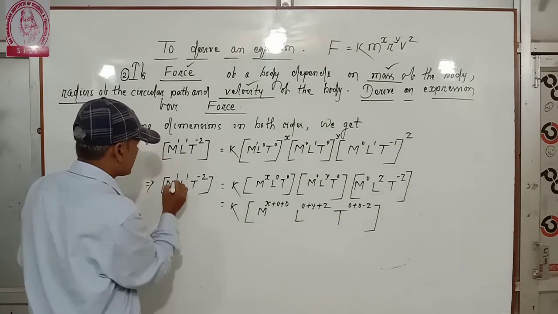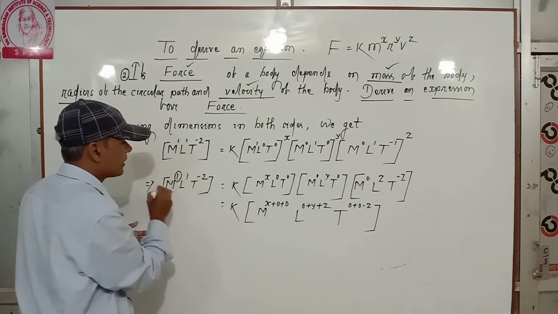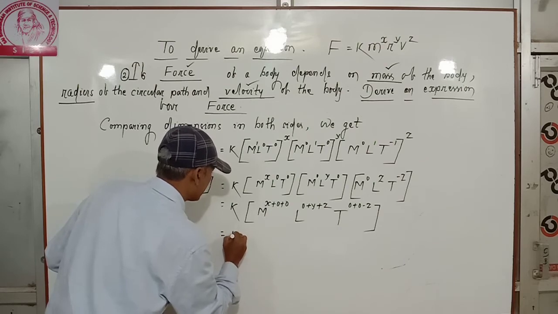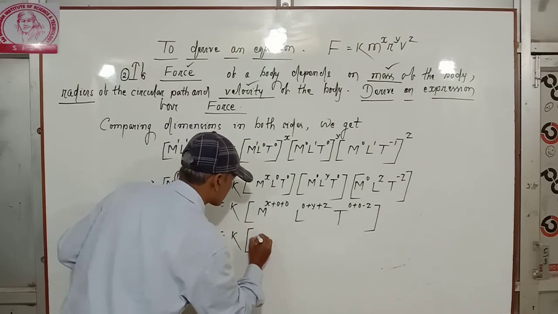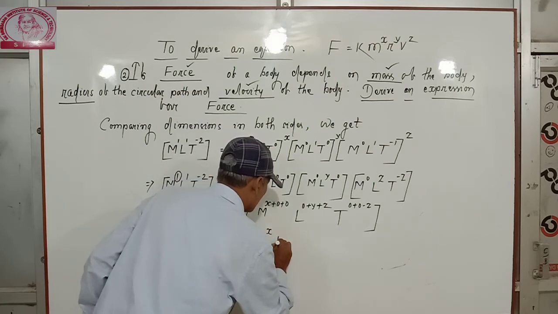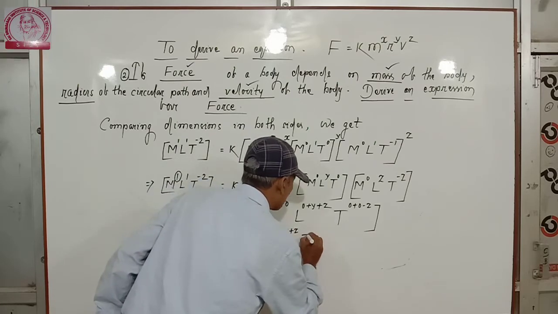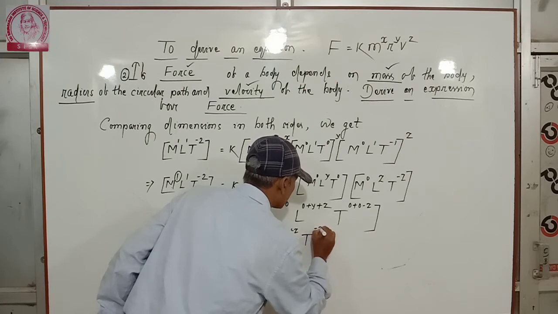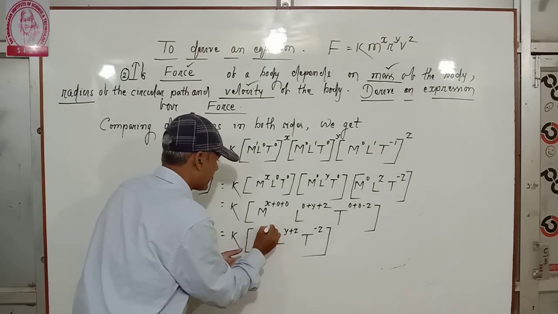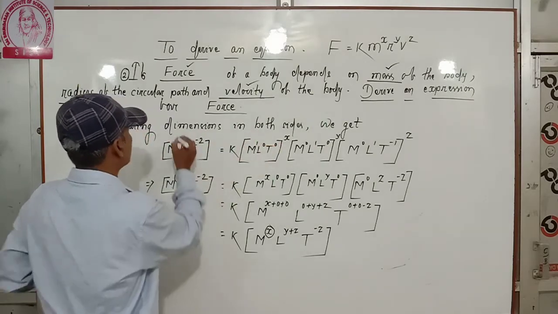you see here in LHS it is M to the power 1. Here it is x. Finally we can write this is equal to M to the power x, L to the power y plus z, T to the power minus z. Okay, so now comparing dimensions in both sides.